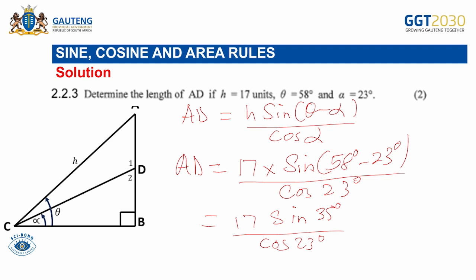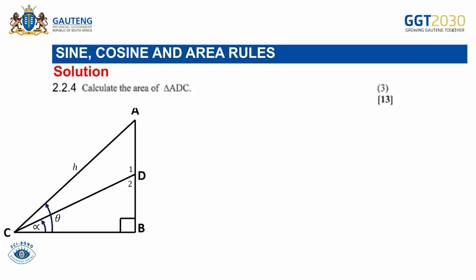What answer are we getting there? Yes, I'm getting 10.59 units. That's the length of our AD. The next part of the question then says, calculate the area of triangle AEDC, the area of the triangle. We already know our h is 17 here. That's our h. We already know our AD is 10.59 units. We found that just now.